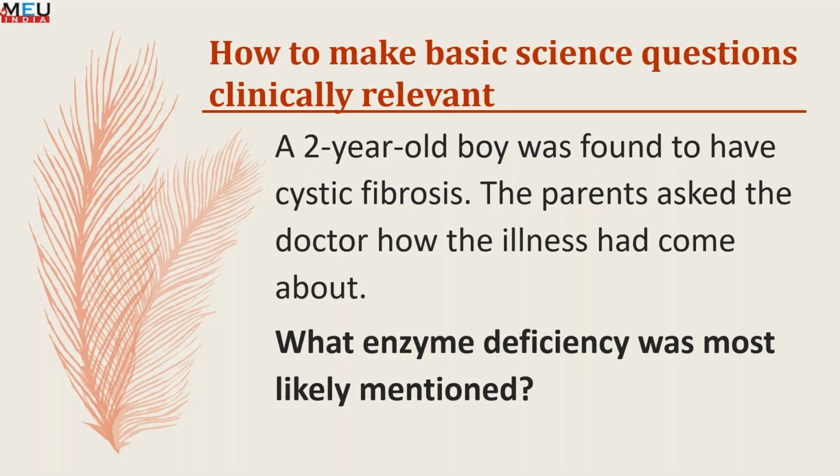Like, a 2-year-old boy was found to have cystic fibrosis. The parents had come to ask the doctor how the disease happened, and so what is the enzyme deficiency that was most likely mentioned. But this is one way of transforming a question, like somebody is asking the doctor a question and he's explaining the mechanism. So that is one way.